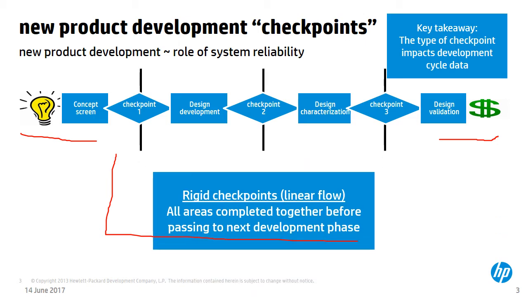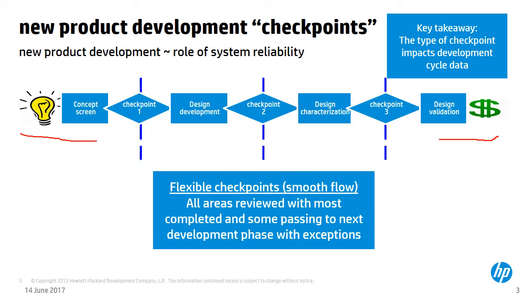However, there are different ways of developing a product through rigid checkpoints, which is linear. Nothing gets through unless it actually is completed 100% before the next phase. This actually can delay the amount of time it takes to get a product to market because not all areas will be in sync to that level.